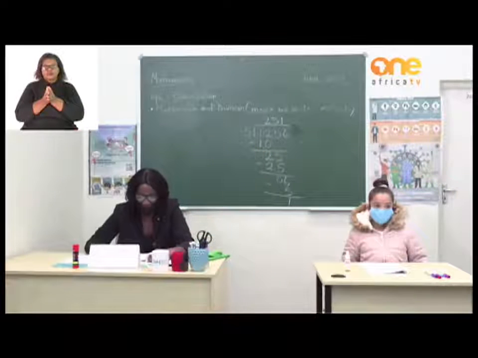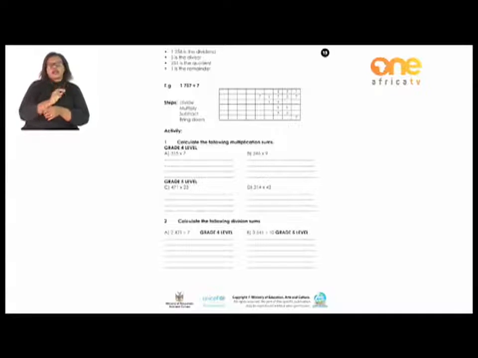Boys and girls, let's go on page 13. We have 1,256. That number is the dividend. And the 5 is the divisor. 251, that is our answer, which is known as the quotient. And the 1 is the remainder. Good. Boys and girls, I want you to go through the next example. And I want you to do it step by step.